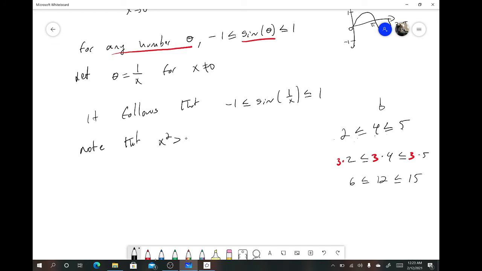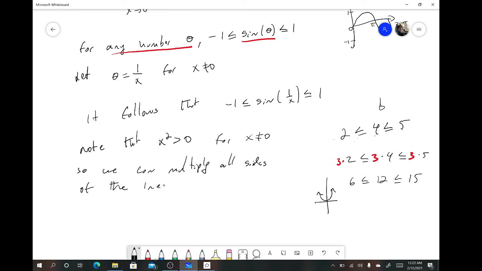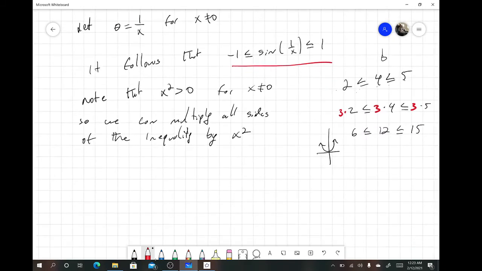So note that x squared is always positive. If you remember from pre-calculus, the graph of x squared is a parabola, and no matter what value of x you put in, you always get a positive value, so long as x is not equal to 0, because if x is equal to 0, then we get 0. So we can multiply all sides of the inequality by x squared, meaning I could multiply all sides of this inequality by x squared.